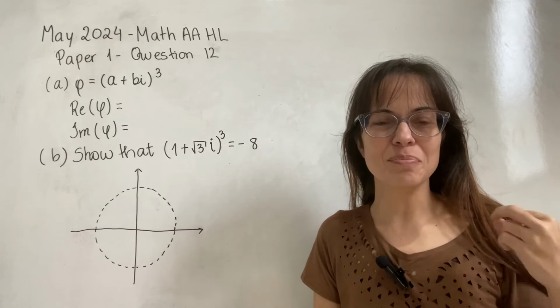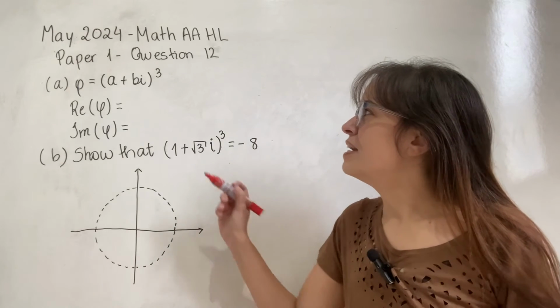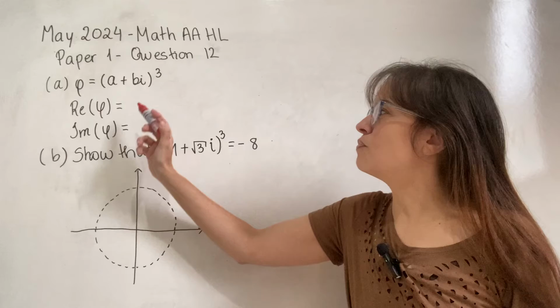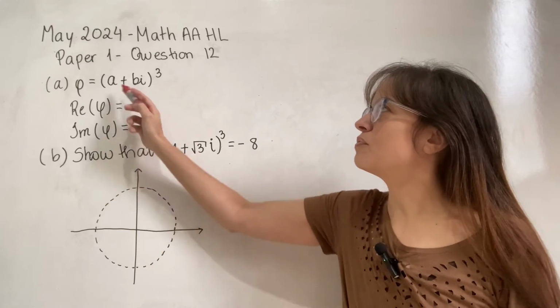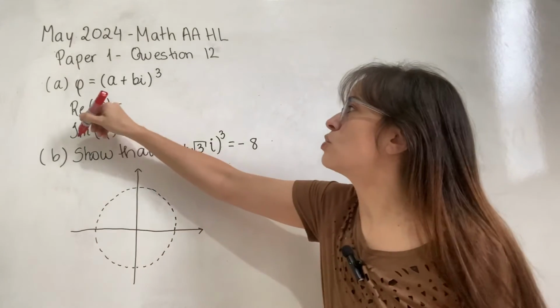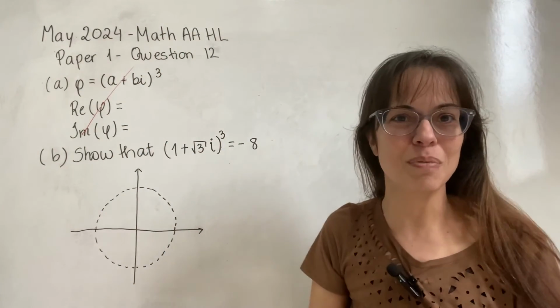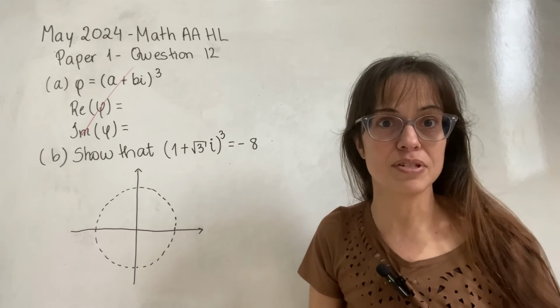And I'm going to start in maybe a little bit disappointing way, because question A is asking us to find the real part and imaginary part of this number to the power of 3. This just feels like something I don't want to do. So I'm going to skip it. I'm not going to do it. I don't need those 3 marks. I'm going to be fighting for 17.